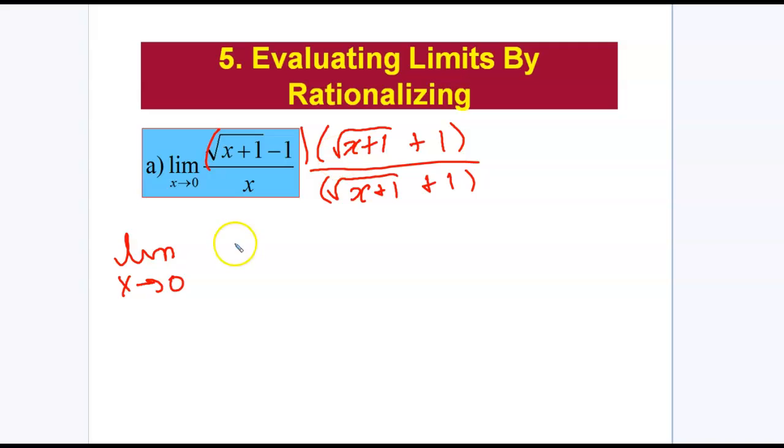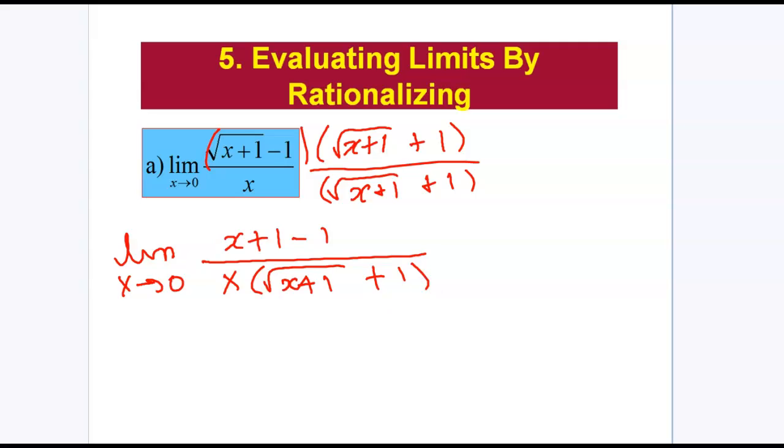And root x plus 1 times root x plus 1 is just going to be x plus 1. When I multiply the middle terms, they're going to cancel. And negative 1 times positive 1 is going to be negative 1. Now in the denominator, we're not going to multiply those. We're going to leave those just as separate terms. So x times root x plus 1 plus 1. Now somehow I have to get rid of this x because this x is not allowing me to substitute 0 in the denominator. So if I simplify up top, I'm going to get the limit as x approaches 0.